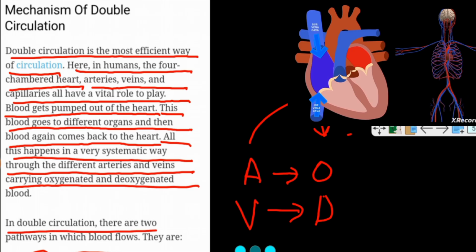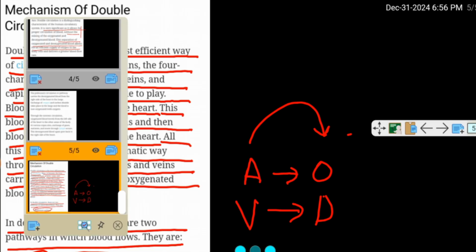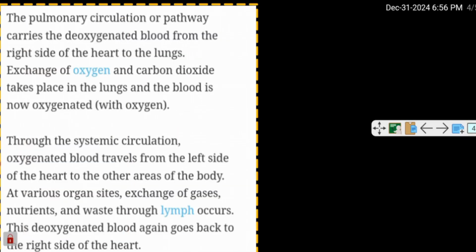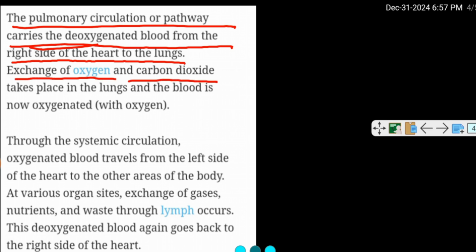And this double circulation happens to go in 2 ways. One is pulmonary pathway, and the next one is the systemic pathway, and that is what we are going to discuss now. So here, the pulmonary circulation, or the pathway, means the path which it follows to achieve that circulation. It carries the deoxygenated blood from the right side of the heart to the lungs, and exchange of oxygen and carbon dioxide takes place in the lungs, and the blood is now oxygenated.